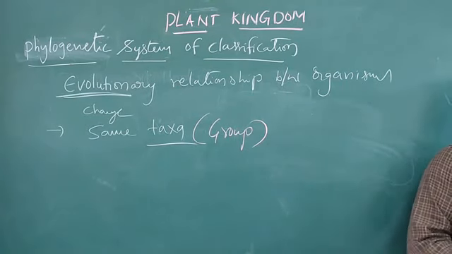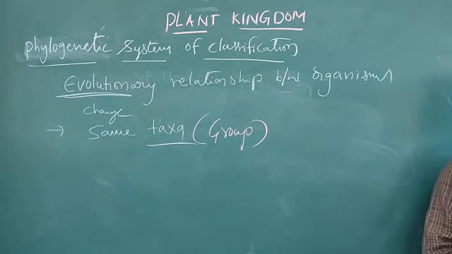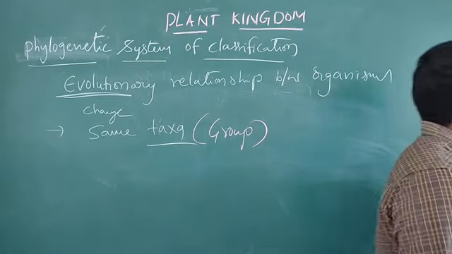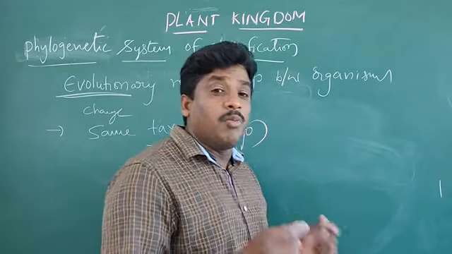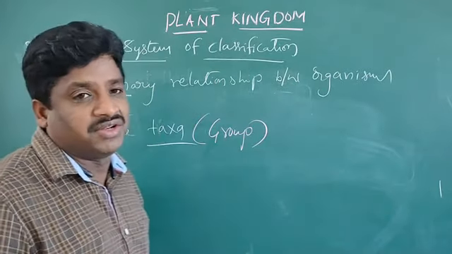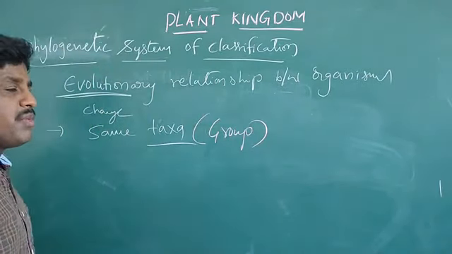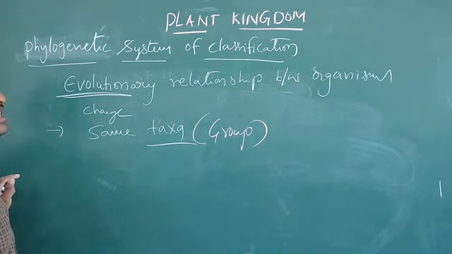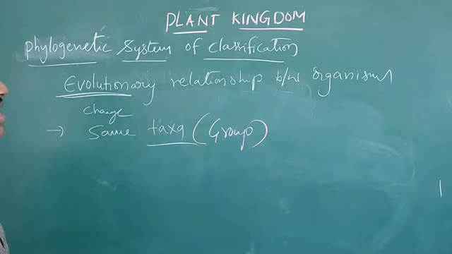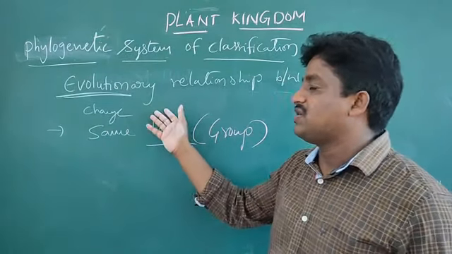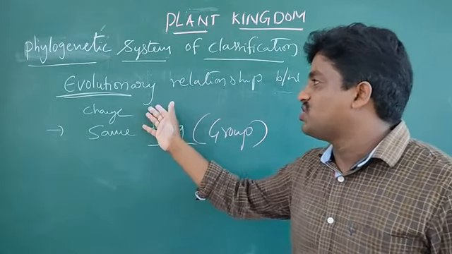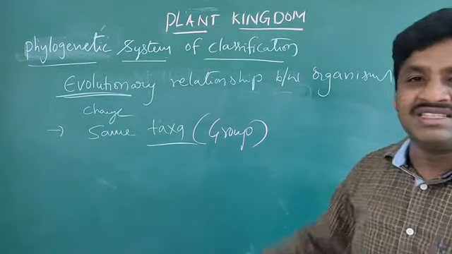So this system resolves the problems in the classification. This system may resolve the confusions in the classification. That's all it says. So this is the phylogenetic system of classification. In the phylogenetic system of classification, all the plants are classified based on the evolutionary relationship between the organisms.